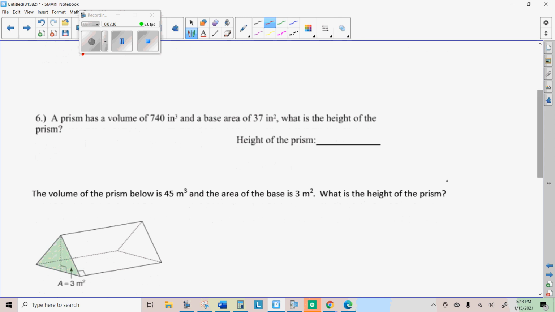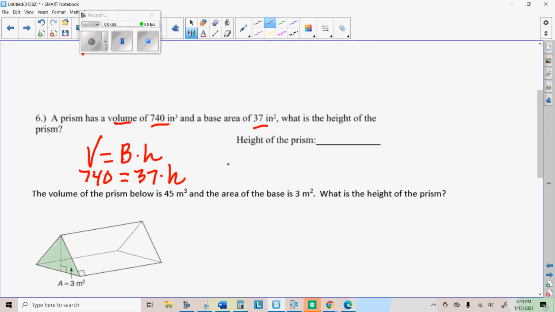All right. Last thing we're going to do is if you're given a volume and you know part of the information, can you find the other information? So again, we're using volume equals the base area times the height. And in this case, we're going to have to backtrack. We're given the volume, so 740 goes where the V is. And we're given that the area of the base is 37, and we want to find the height.